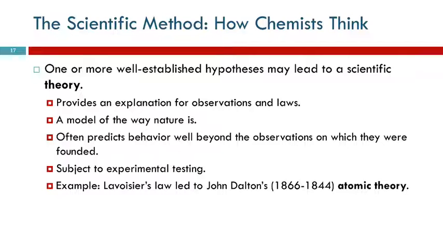If we have one or more well-established hypotheses, not the observations, but the hypotheses, this can lead to a scientific theory. A theory is different from a law. A theory is an explanation for the observation or the law. It's a model of how nature is. It is also useful for predicting future behavior, but often predicts well beyond the original observations. And so theories are very, very important. They are also subject to experimental testing.